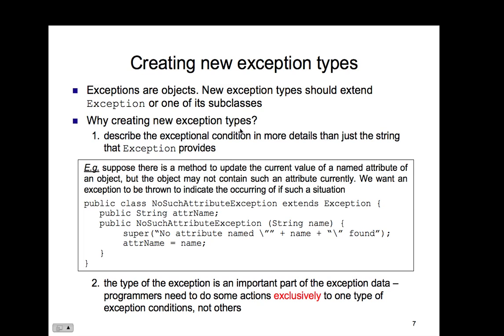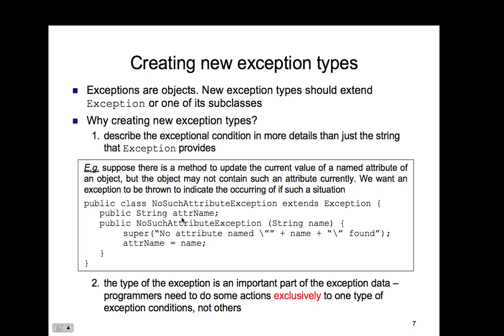So why create new exception types? To describe the exception condition in more detail, maybe. It can provide a different message or a different type of information, or a different action might be performed. Suppose there's a method to update the current value of a named attribute in the object, but the object may not contain such an attribute currently. You may want an exception to be thrown to indicate the occurrence of such a situation, and this is an example showing you how to implement that, where you have attribute name, that's a string, and here's our method, no such attribute exception, that's going to be thrown.